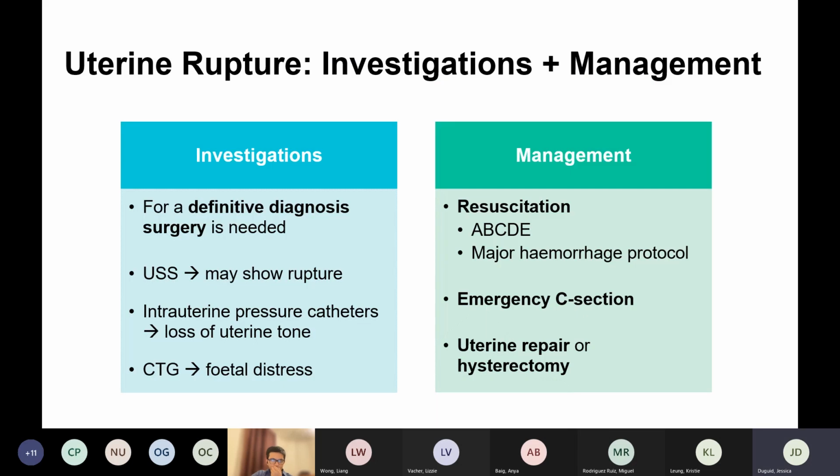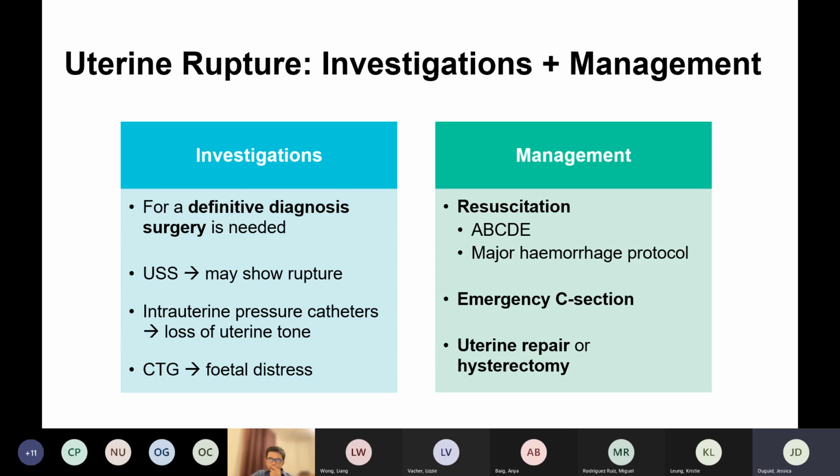Okay, so investigations. The definitive diagnosis for this is surgery. That is the main way that you diagnose it. You open up the abdomen and see that the uterus is ripped. You can do an ultrasound to show rupture, and you can also use intrauterine pressure catheters, and you'll see that there's a loss of uterine tone, and the CTG will show distress.